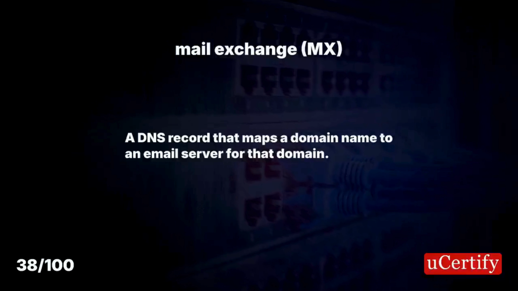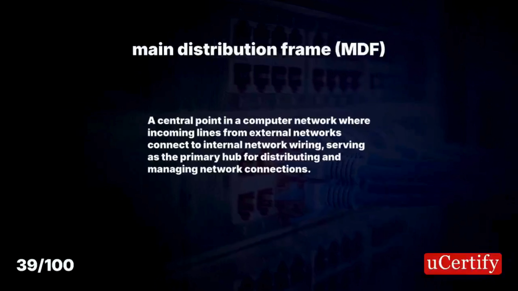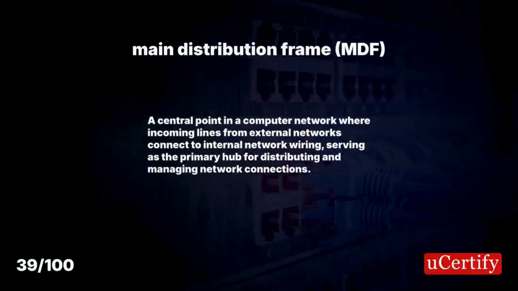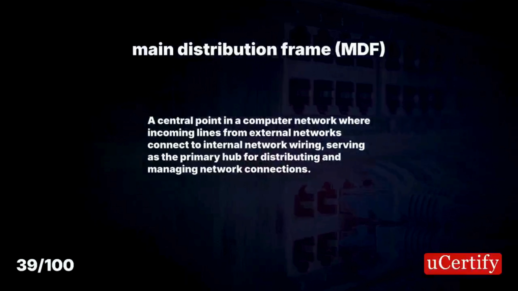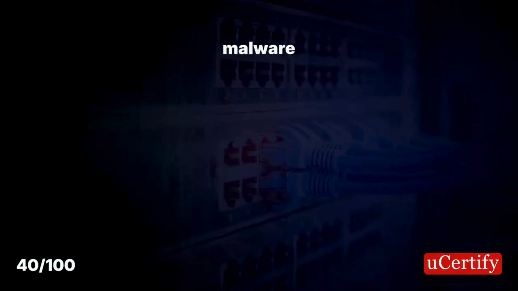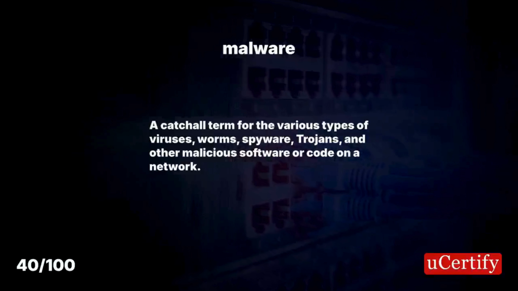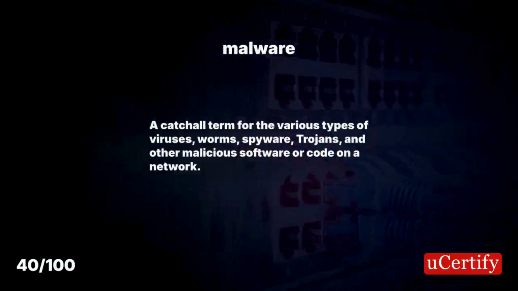Term: Mail Exchange, MX. Definition: a DNS record that maps a domain name to an email server for that domain. Term: Main Distribution Frame, MDF. Definition: a central point in a computer network where incoming lines from external networks connect to internal network wiring, serving as the primary hub for distributing and managing network connections. Term: Malware. Definition: a catch-all term for the various types of viruses, worms, spyware, trojans, and other malicious software or code on a network.